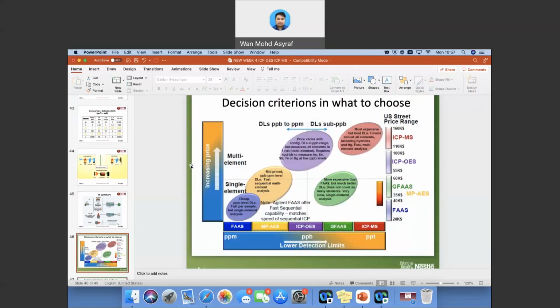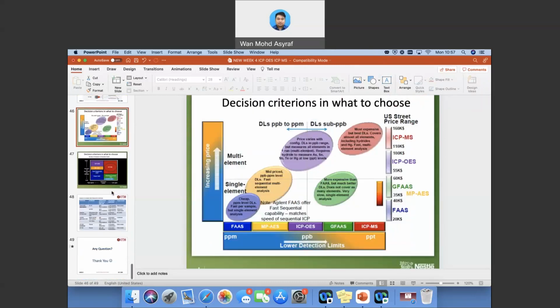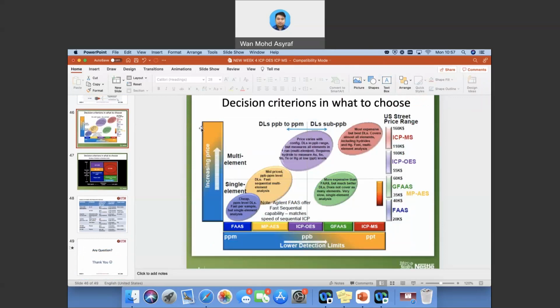All right. So I think this is the last slide for this topic. Decision criteria in what to choose. When you are given a sample, you need to figure out which instrument to choose. Do you want to use atomic absorption or ICP-MS? It depends on the criteria.